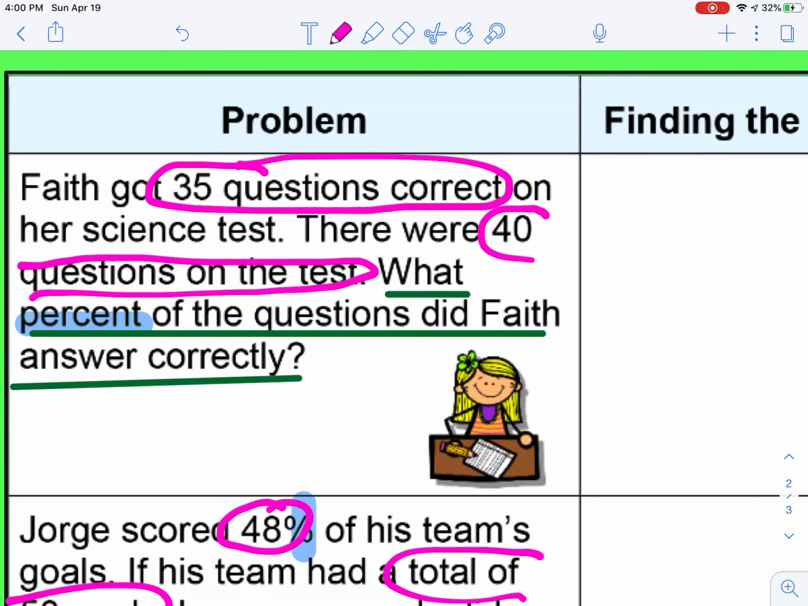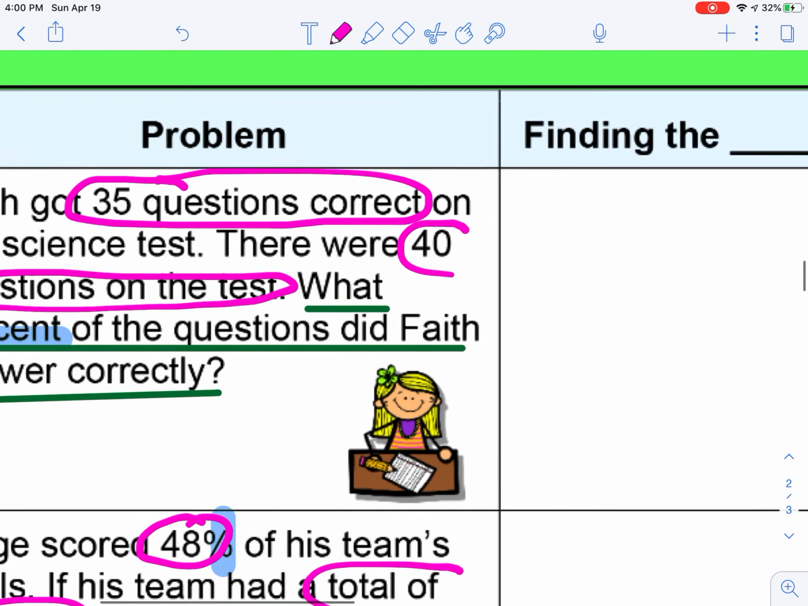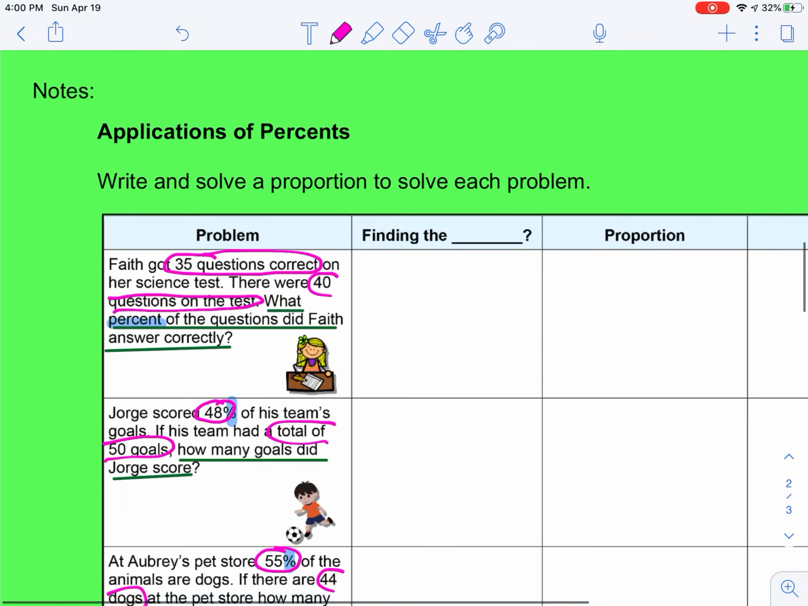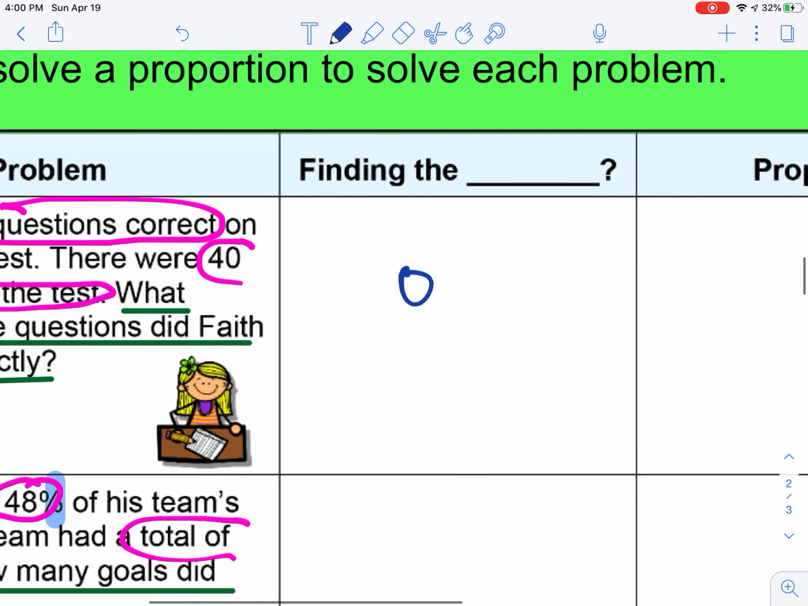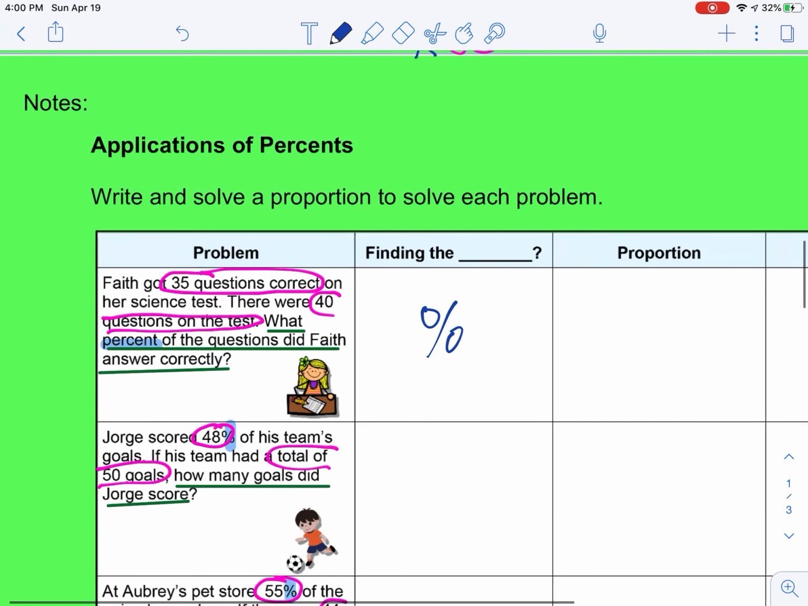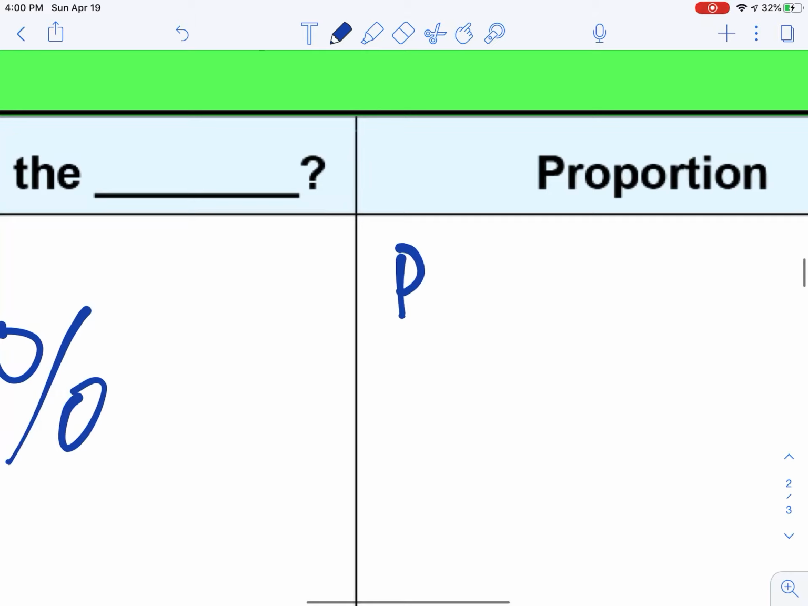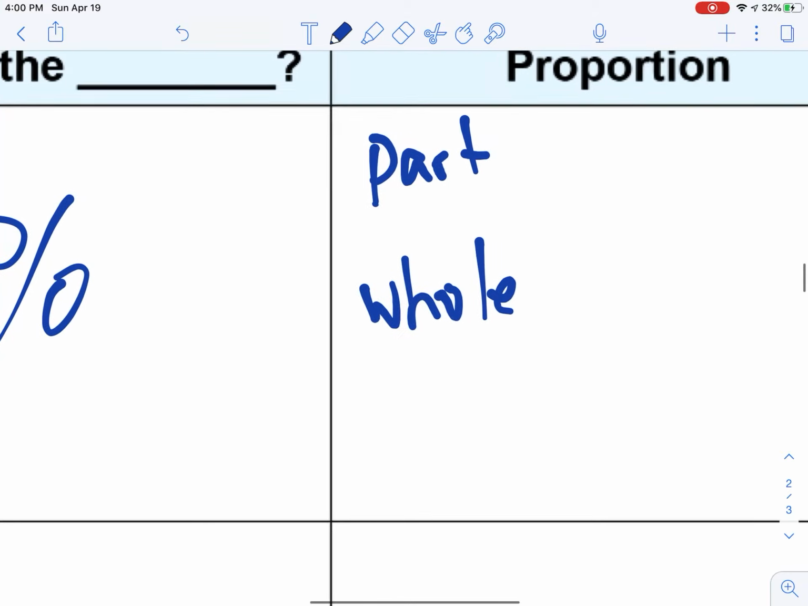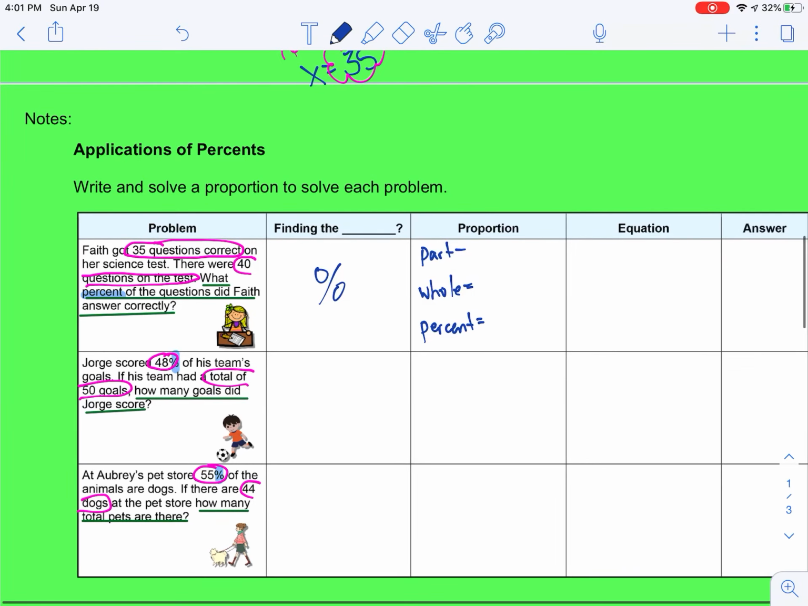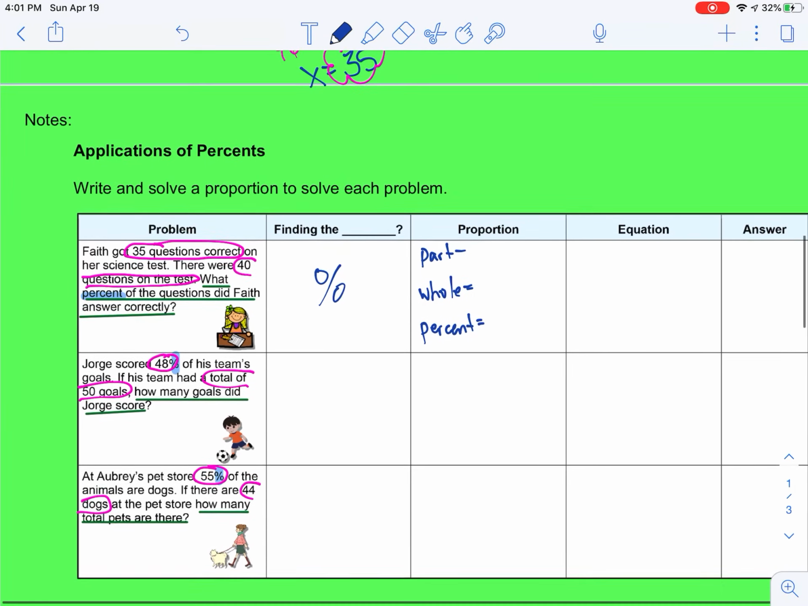So in problem number 1, it says that Faith got 35 questions correct on her science test. There are 40 questions on her test. What percent of the questions did Faith answer correctly? So we are trying to find the percent. So I would need to know what my part is, what my whole is, and what my percent is. I don't know what my percent is, so that's going to be my variable.